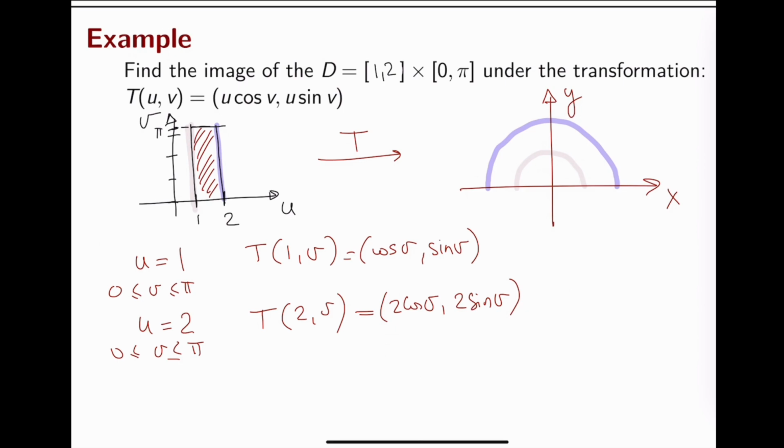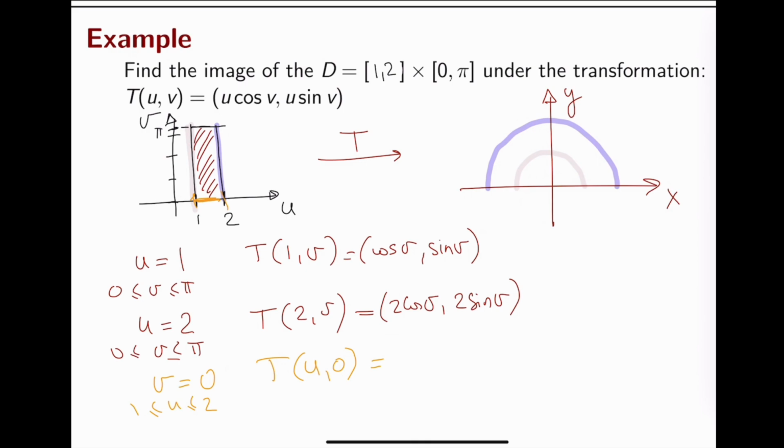Now let's see what happened with the other two segments. So let's see what happened with this segment here. This segment here is determined by a line also, but now the line is v equals 0. So that will be v equals 0, and we have that u will vary between 1 and 2. And so when we do the transformation here, u is just u, but v is 0.